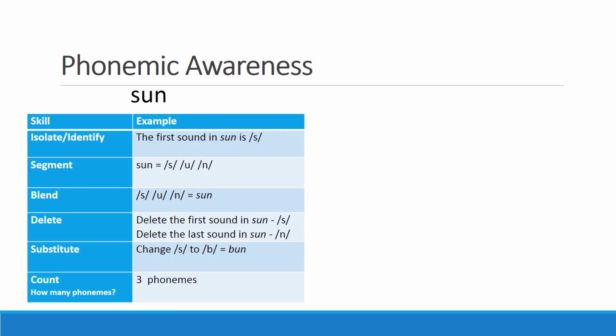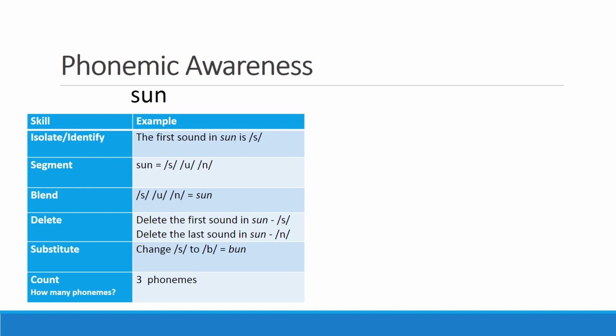Let's look at some ways phonemes can be manipulated. Individual phonemes can be isolated or identified, segmented into individual parts, blended together, deleted, substituted, and counted. You can also add phonemes to form words too. For example, add m to the beginning of an to get man.